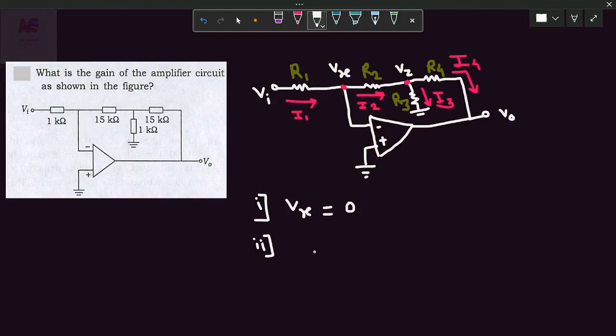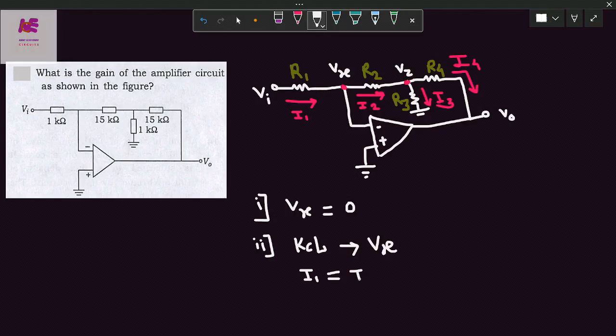Now apply KCL at Vx node. Here I am applying KCL at Vx node. Summation of incoming currents is equal to summation of outgoing currents. I1 is the incoming current, which is equal to I2, the outgoing current.